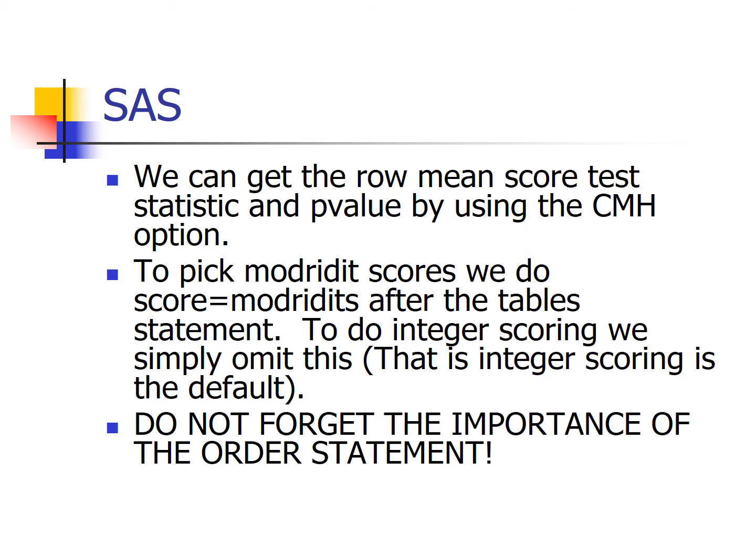So how do we do this in SAS? Very easy. We can get the row mean score test statistic and its p-value through the CMH option. Now, the default scoring in SAS is integer scoring. SAS will call this table scoring. If you want to change it to mod-ridits, then you have to use the score option and write score equals mod-ridits. And you do that in the table statement.